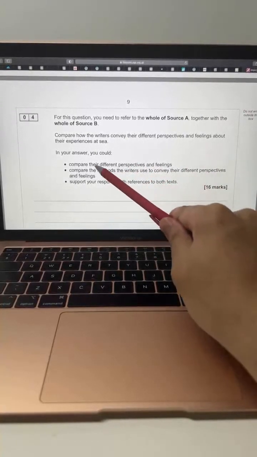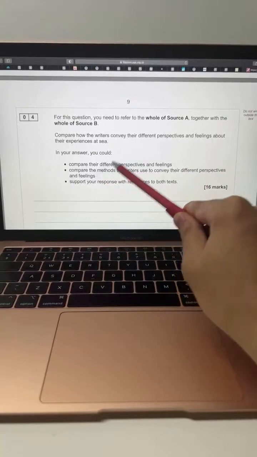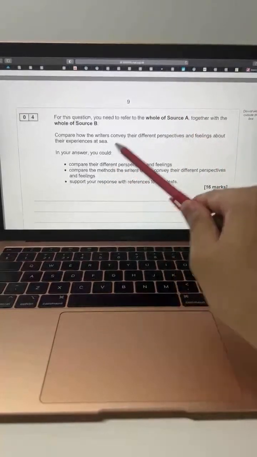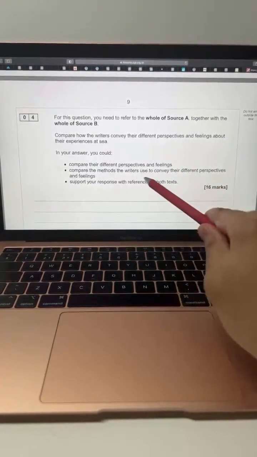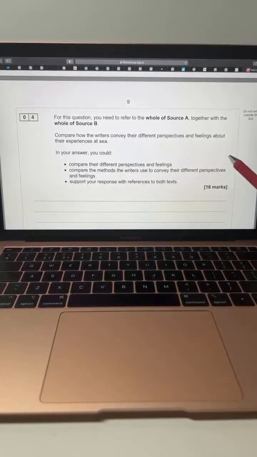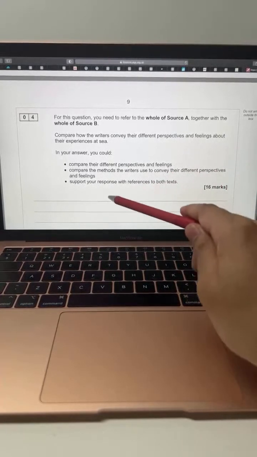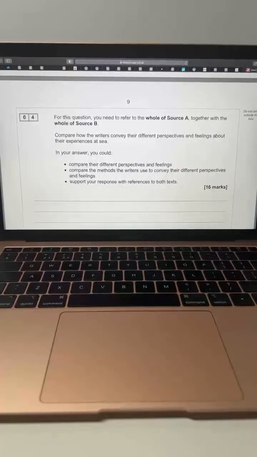Okay. Secondly, compare the methods. Important word, write this down. Methods, it doesn't just include language, but it also includes structure. Absolutely crucial. I did mention this to my students recently in our sessions. Compare the methods the writer uses to convey the different perspectives and feelings. And finally, support your response with references to both texts. So it is 16 marks. So it's absolutely crucial that you are providing in-depth details for source A and source B.